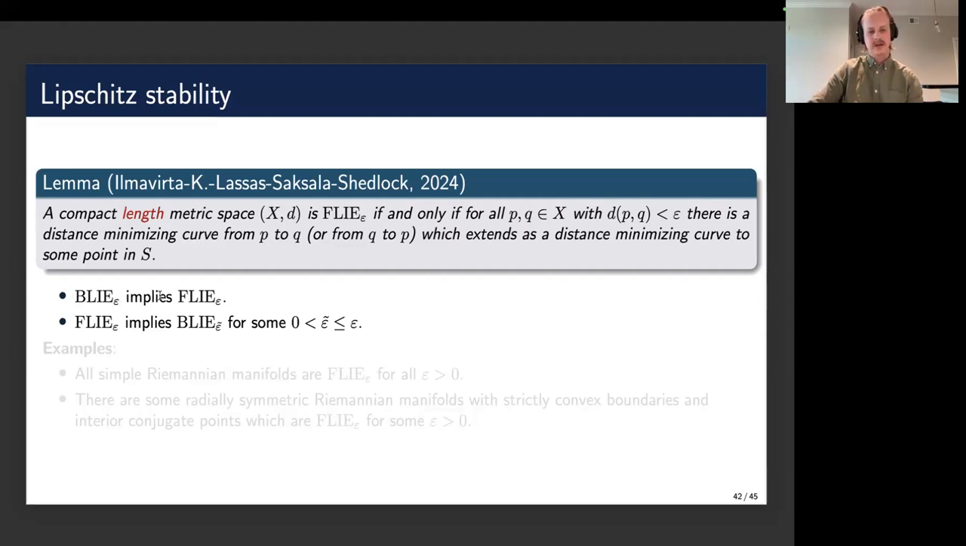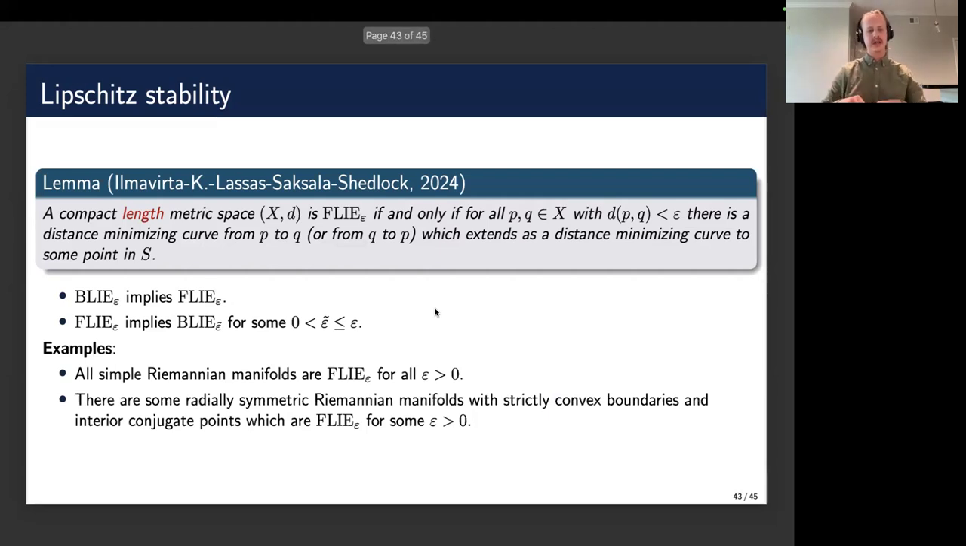A little remark is that this FLEA condition always implies the FLEA condition, but not the other way around. So do we actually go beyond simplicity here if we only assume FLEA conditions on our manifold? All simple Riemannian metrics will always be FLEA epsilon for all epsilon. That is true. And then we also showed in this article that there are some radially symmetric Riemannian manifolds which have strictly convex boundaries and also interior conjugate points, which are FLEA epsilon for some epsilon.